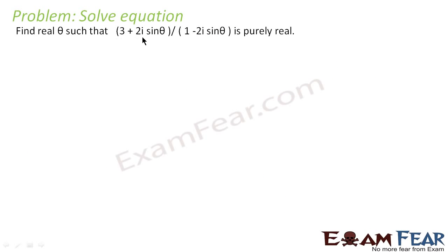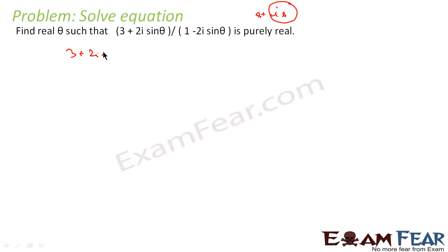Here the problem says we have a complex number in this form, and I want to know the value of theta where this is purely real. That means in a plus ib, this b is 0. When b is 0, this will become 0, so this will become 1. So our goal here is to convert this into a plus ib form.